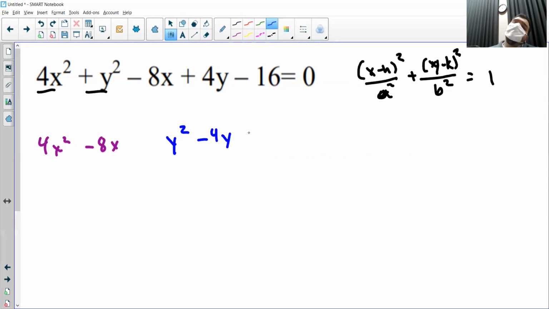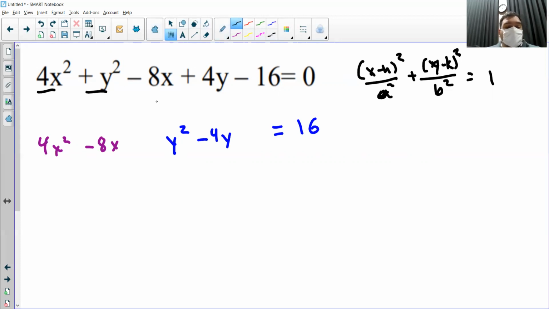You could do that. I won't because I don't want to mess anything up. So equals 16. But oh no, you would have a problem because y squared doesn't have a 4. That would be very hard to complete the square with, which means you have to multiply by 4 and then you're back to nothing.